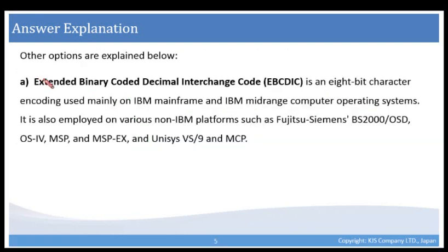Let's explore some of the other examples that we had in the original question, just to see some basics behind them. The first one we had was Extended Binary Coded Decimal Interchange Code, or EBCDIC for short. This is an 8-bit character encoding used mainly on IBM mainframe and IBM mid-range computer operating systems. However, it's also employed on various non-IBM operating systems or platforms, and the list is given here.